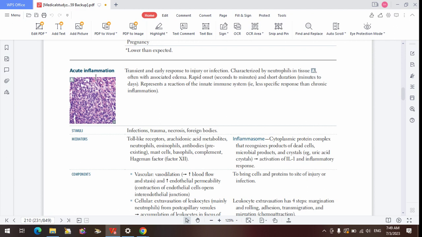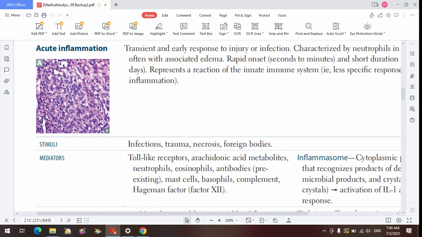But what I just want us to know is that in the early phase of acute inflammation, it is the neutrophils that are characteristic. You see them, they are the ones that are looking blue in this slide. These are neutrophilic infiltrate.